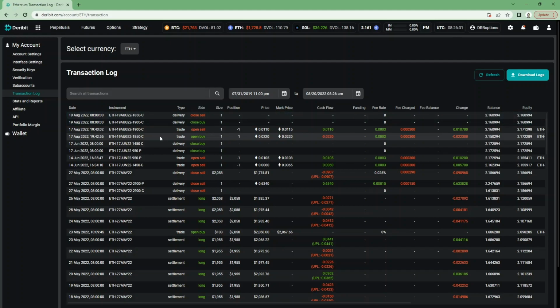Before we placed the trade, we had no other open positions, and we can see in the previous row that our balance was equal to our equity, which was 2.172594 ETH. After the trade was completed, we again had no remaining positions, and so our balance is equal to our equity, which is now 2.160994 ETH. This is 0.0116 ETH lower than we started with. This is equal to the initial price of 0.011 ETH that we paid for the bull call spread, plus the 0.0006 ETH we paid in fees.